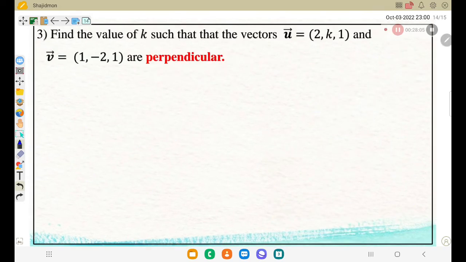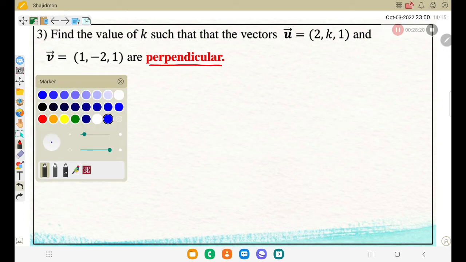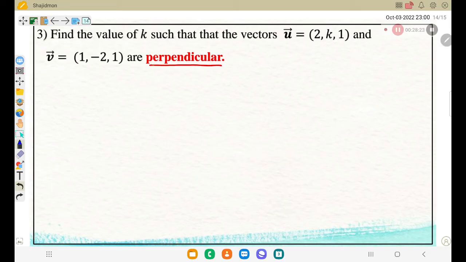Now we will go to the next one. Question number 3. Find the value of k such that the vectors u and v are perpendicular. What is the value of k? We can start from here. Perpendicular means, what is the meaning? For perpendicular or orthogonal vectors, u dot v should always be equal to 0, correct?